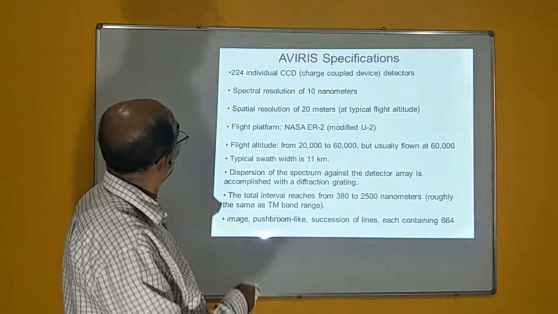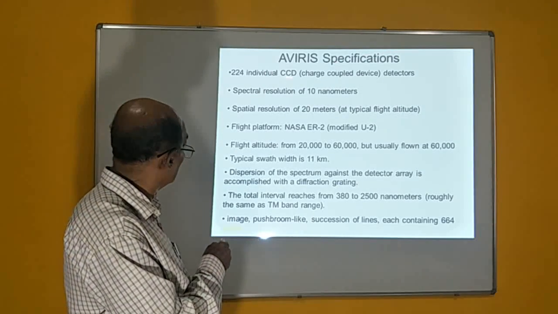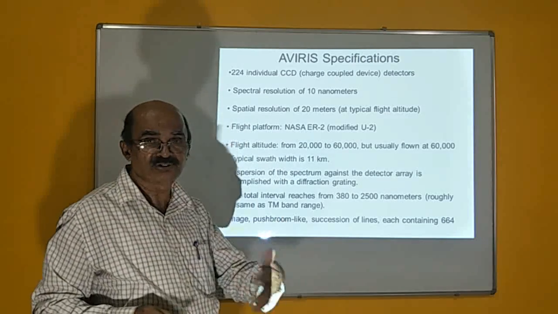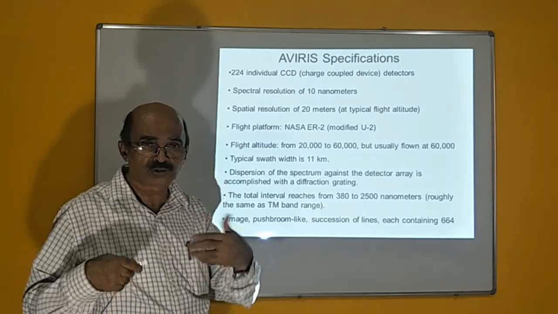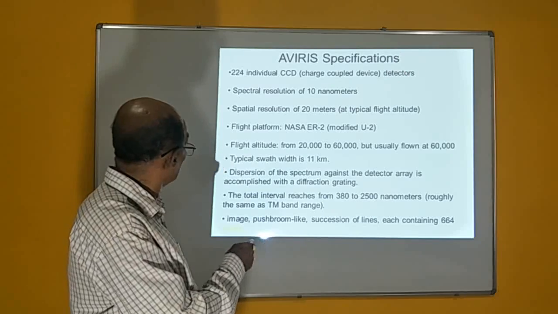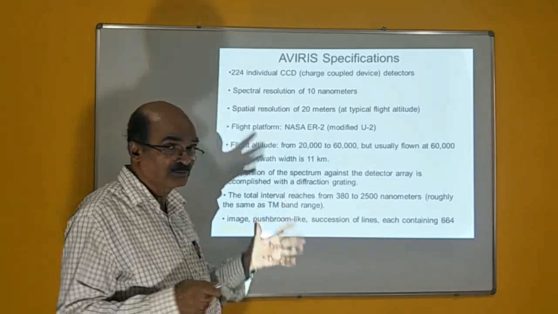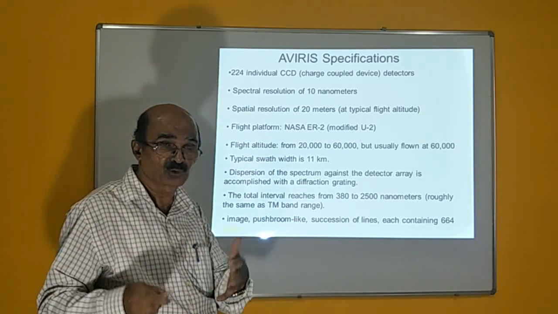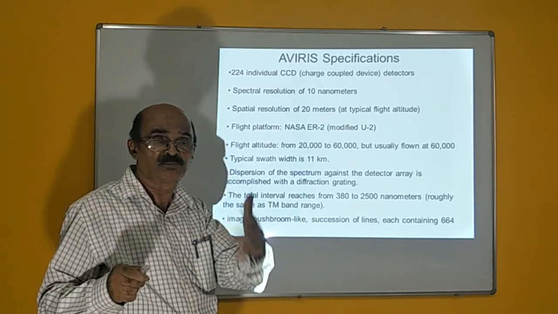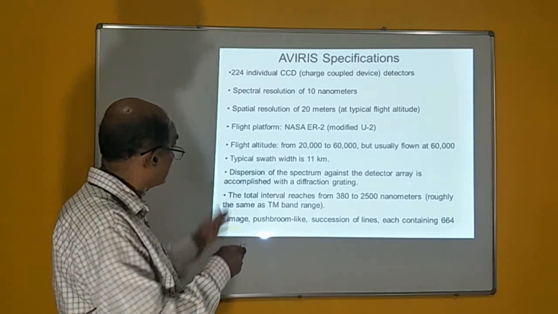Next slide. See here, what are the specifications of AVIRIS? It carried 224 individual charge-coupled devices, the detectors normally used. Charge-coupled devices are electronic silicon chips which are more sensitive to light than ordinary films. So here you can gather the required information using charge-coupled devices. See the spectral resolution. In the case of hyperspectral remote sensing, the weightage is given more to the spectral resolution rather than the other kinds of resolutions. We have spectral, spatial, temporal and radiometric resolution. Here the weightage is given to the spectral, the bandwidth.